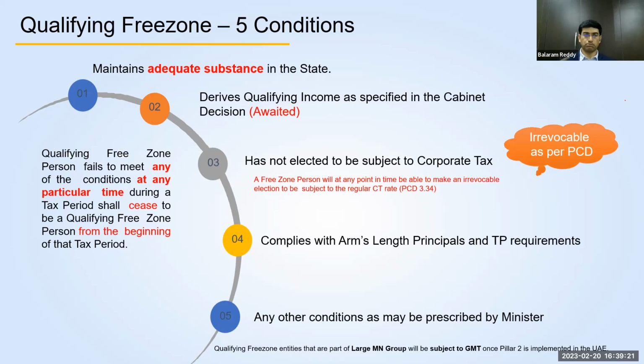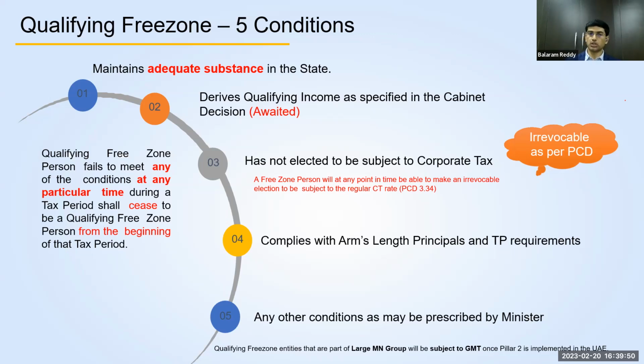Second condition is that the free zone company should be deriving qualifying income. So what is qualifying income? This is not being defined by the law, so we are awaiting that. Any income that you have under that particular free zone, if it is falling in the definition of qualifying income, then you will be considered as a qualifying free zone person. Therefore, you will get a benefit of 0% tax on your profits.